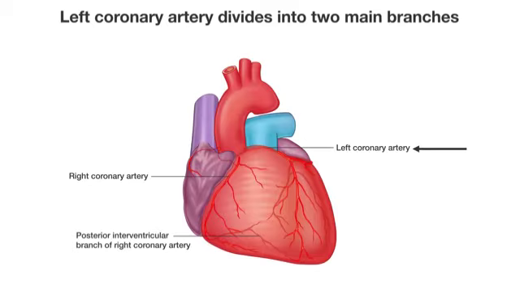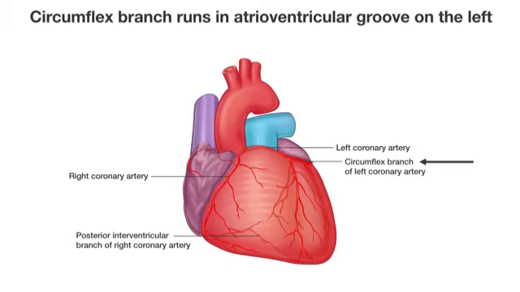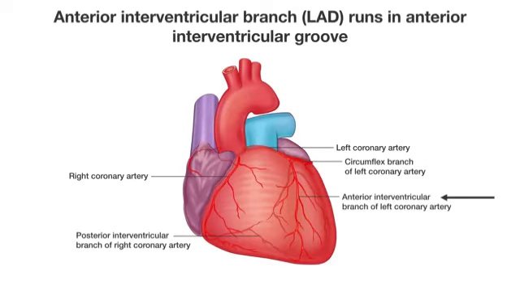The left coronary artery divides into two main branches. The circumflex branch runs in the atrioventricular groove on the left, and the anterior interventricular branch, or left anterior descending, sometimes called simply the LAD, runs in the anterior interventricular groove, and it is the main blood supply of the left ventricle.